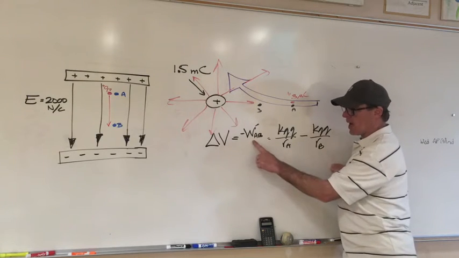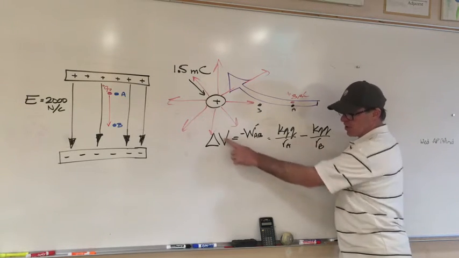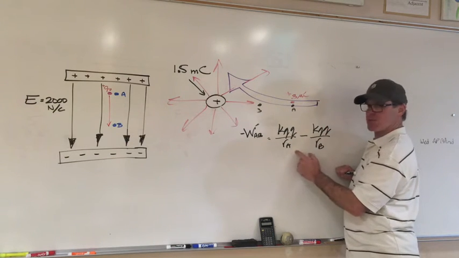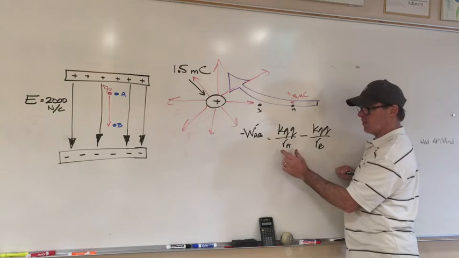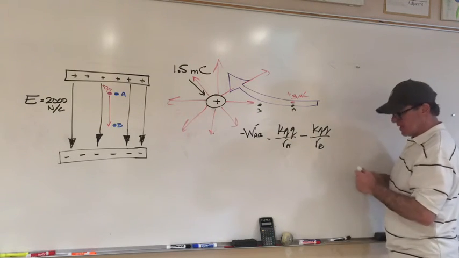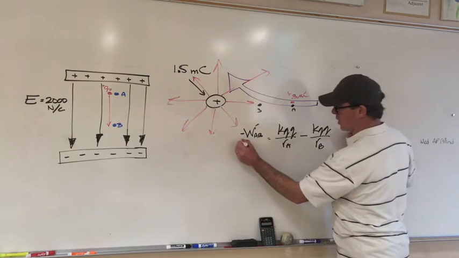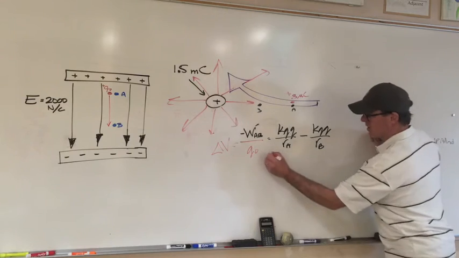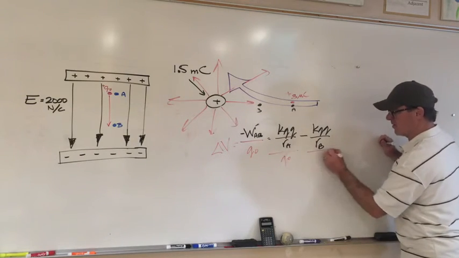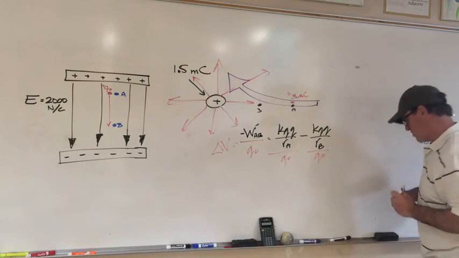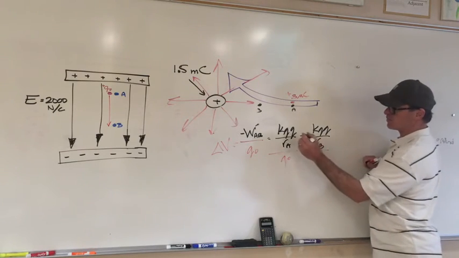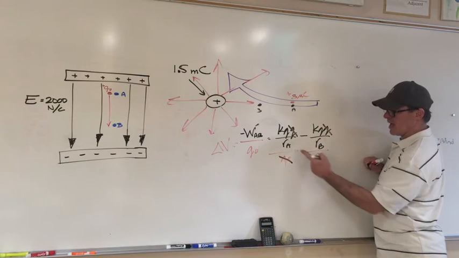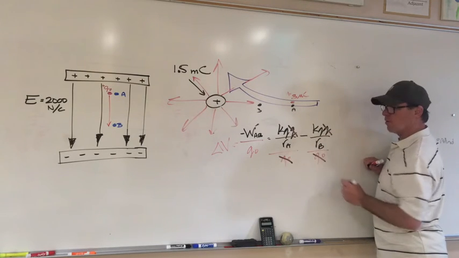A moment ago, I had this as work per unit charge. That's going to be the voltage. But the work is this, okay? This is the work from moving the charge from A to B. Because voltage is work per unit charge, for the difference in voltage we need to divide out the test charge. And in doing so, we end up with KQ over RA minus KQ over RB.